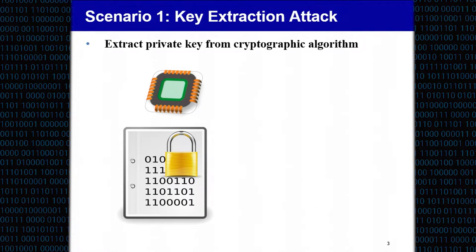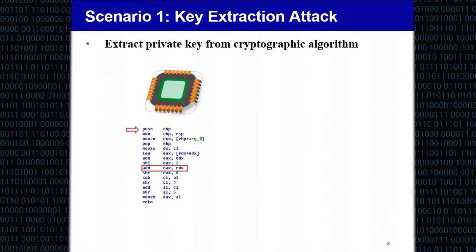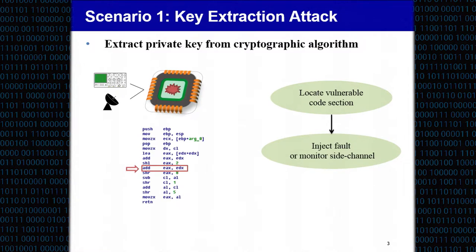For example, to protect data processed by the microcontroller unit, designers would deploy cryptographic algorithms on the MCU. Hence, some attackers propose key extraction attacks to recover the key from the cryptographic algorithm. To launch this attack, the attacker needs to first locate the moment when the vulnerable code section is executed. Then the attacker can recover the key by injecting faults into the processor at this moment or monitoring its side channel.